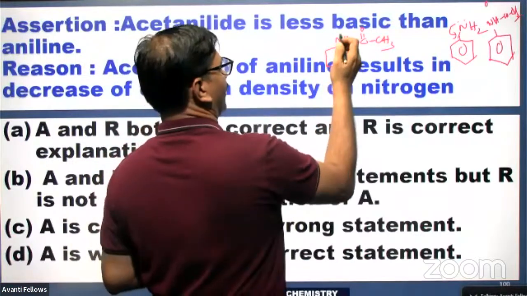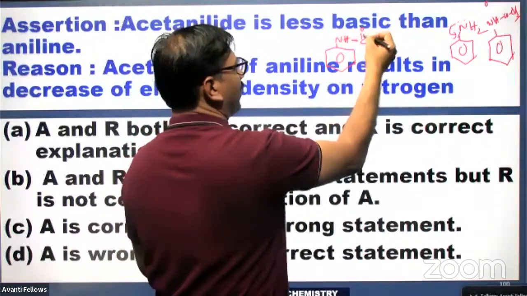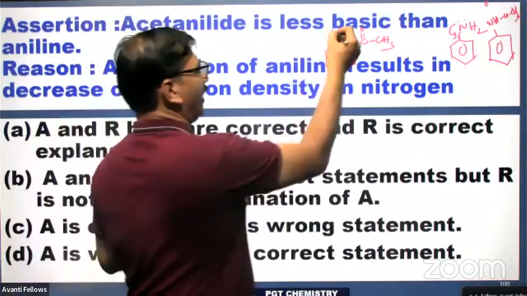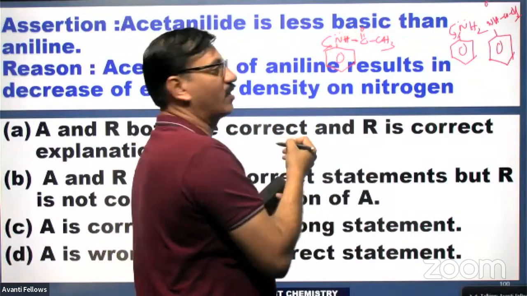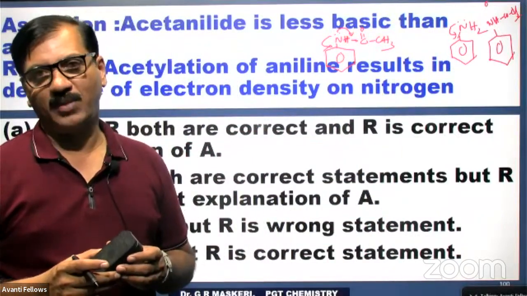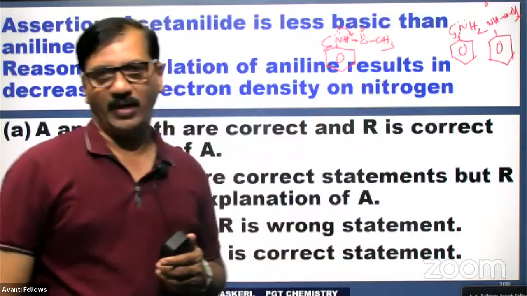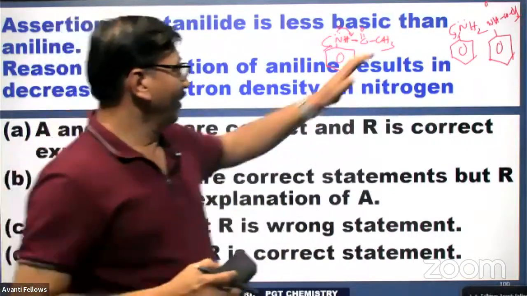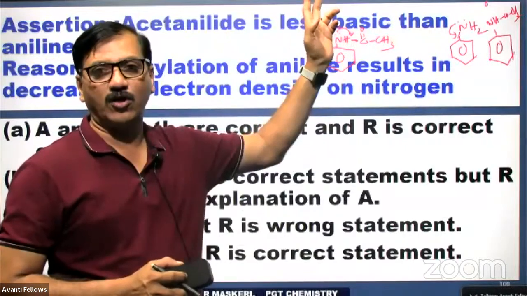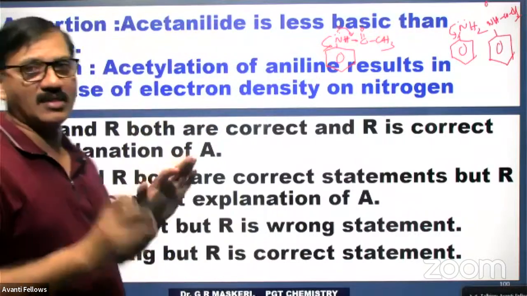But in this case, there are two conjugation systems. One is the conjugation system of the benzene ring, with single bond, double bond, single bond, double bond. The electron pair can be given to the benzene ring, or it can be given to the carbonyl carbon also. Once it is given, C double bond O becomes C single bond O, and oxygen carries a negative charge. Therefore, acetanilide has less ability to donate the pair of electrons because it is involved in two conjugation systems, right? So acetanilide is less basic than aniline is the right statement.